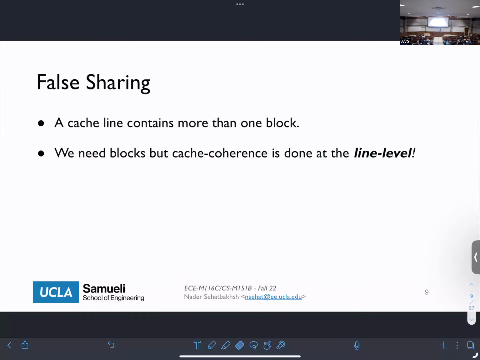The 2 final things that I want to talk about on coherency before we move on to the consistency issue. One of them is what we call false sharing. As you remember, we said that the cache line has multiple blocks. The reason that we have multiple blocks within a cache line is that we want to use locality, right? So for example, address 110, 111, and so on and so forth.